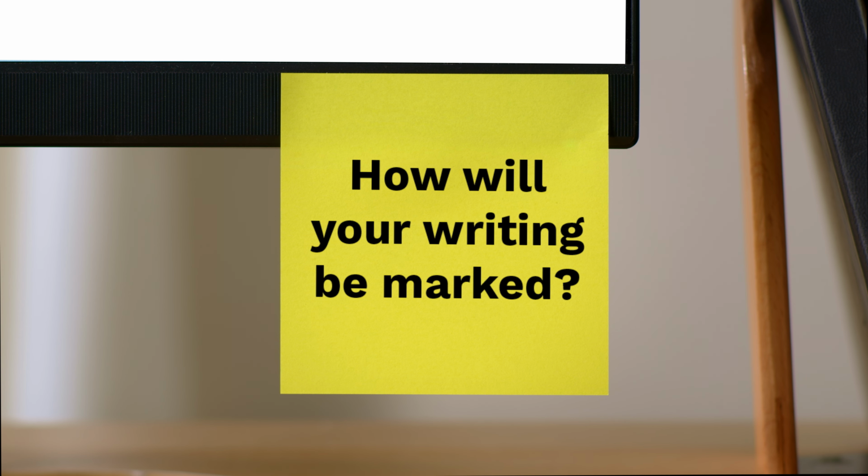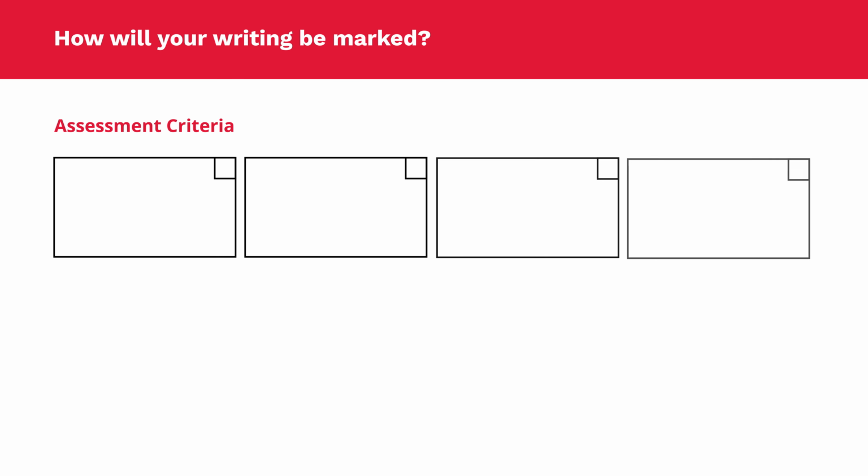How will your writing be marked? Examiners use 4 analytical assessment criteria. The first criterion is task achievement. This is used for Task 1 responses. It assesses how fully, appropriately, accurately, and relevantly your response fulfills the requirements of the task. It also assesses how appropriate the format is.